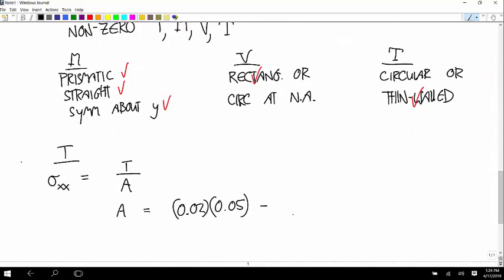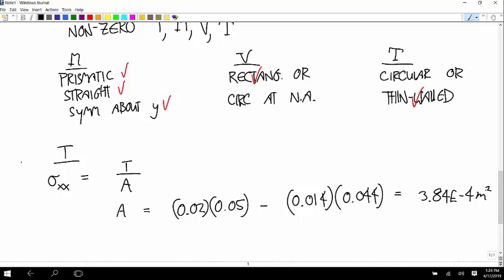So this is going to be 0.014 times 0.044. And you get an area of, yep, 3.84 times 10 to the minus 4 meters squared.